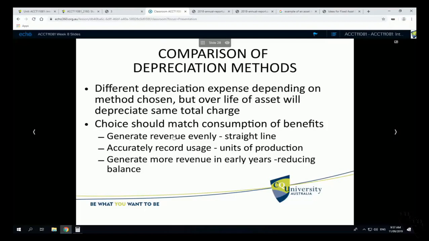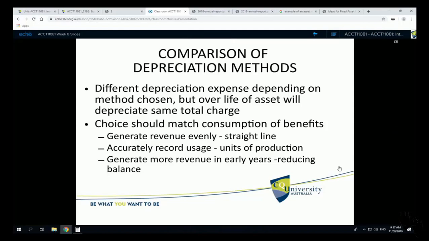So again, this is purely what we perhaps should be trying to do. If you think that this asset will help you generate revenue evenly, then you should perhaps choose the straight line method of depreciation, which allocates the expense evenly. If you'd like to try and match it more accurately to the usage of that actual machine, perhaps you might choose the units of production method. Or if you think that this asset will help to generate more revenue in the earlier years, then you should perhaps choose the reducing balance or diminishing value method.